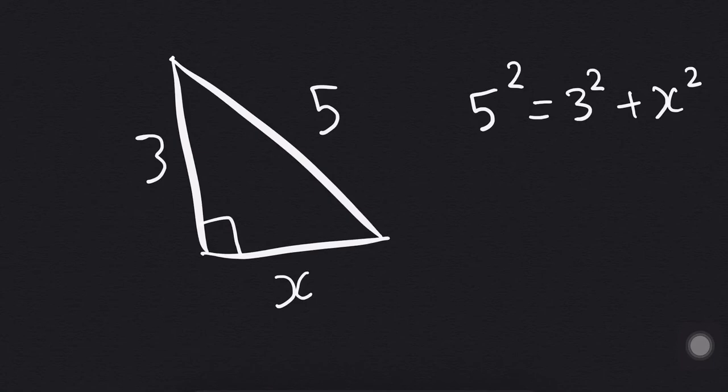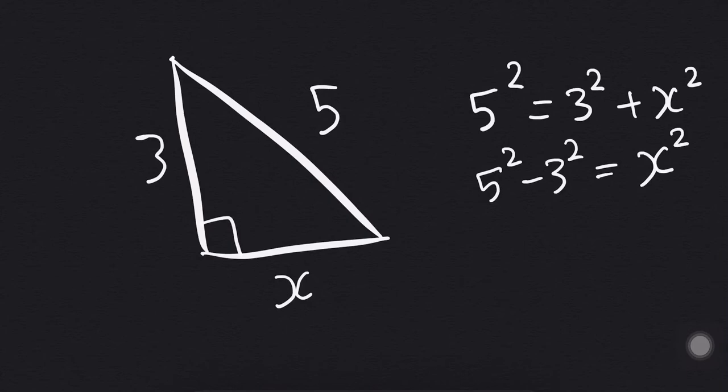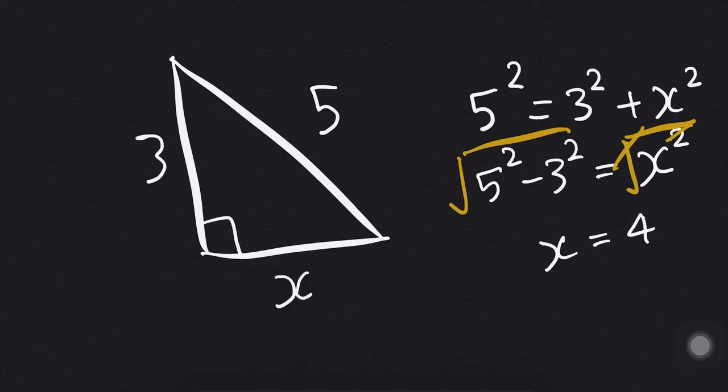To find x square, first we shift the 3 square over to the other side. So 5 square minus 3 square is equal to x square. To remove the square, all we need to do is square root both sides so that the square can cancel out with the square root. That will give you x to be 4 units.